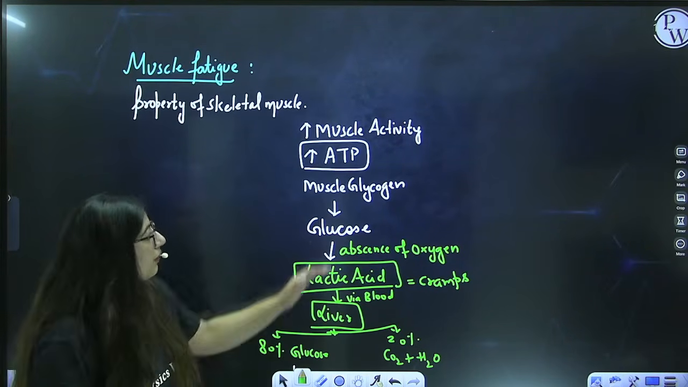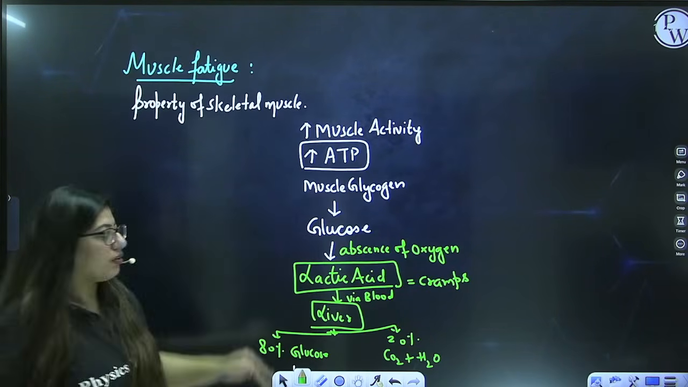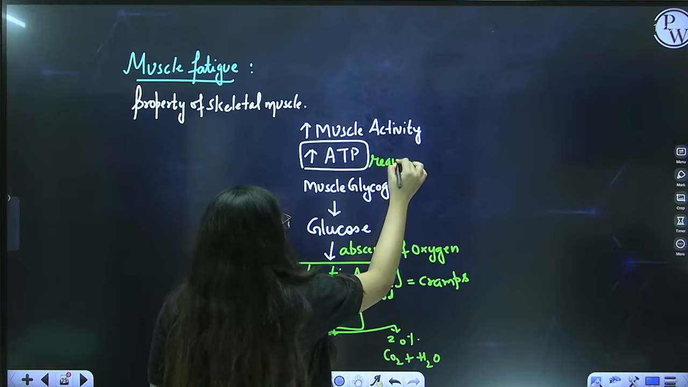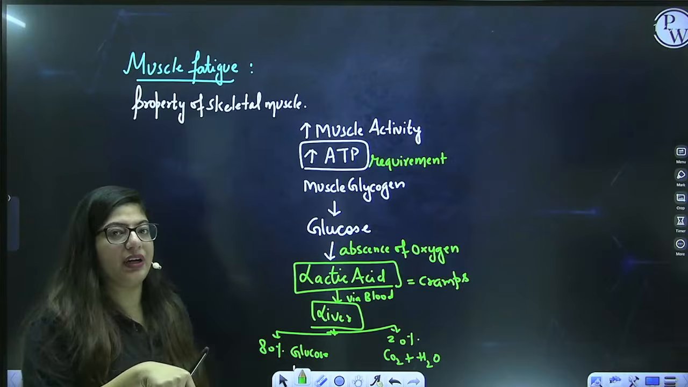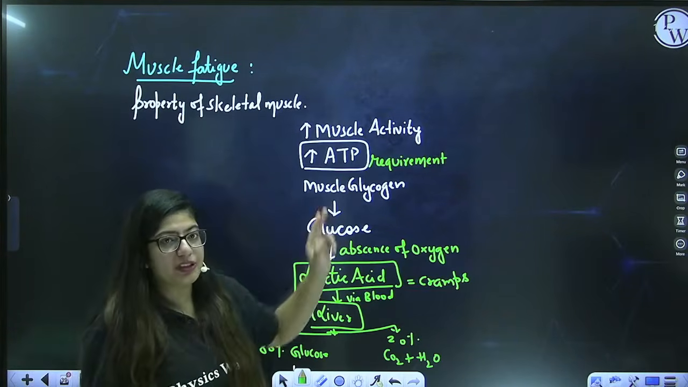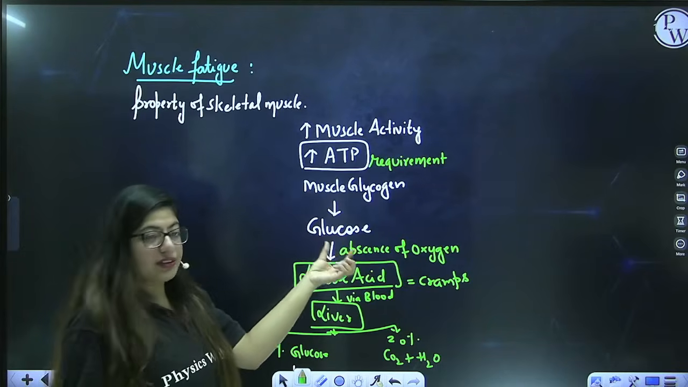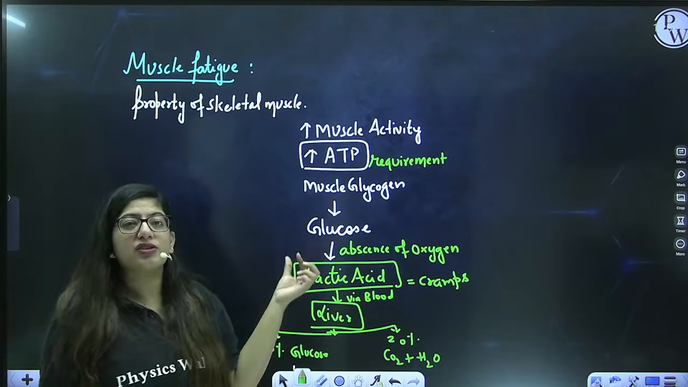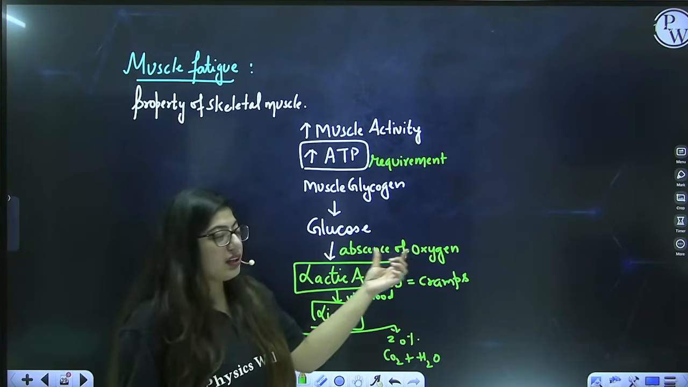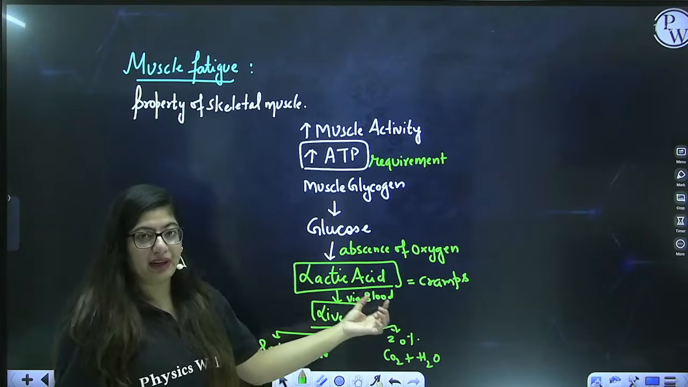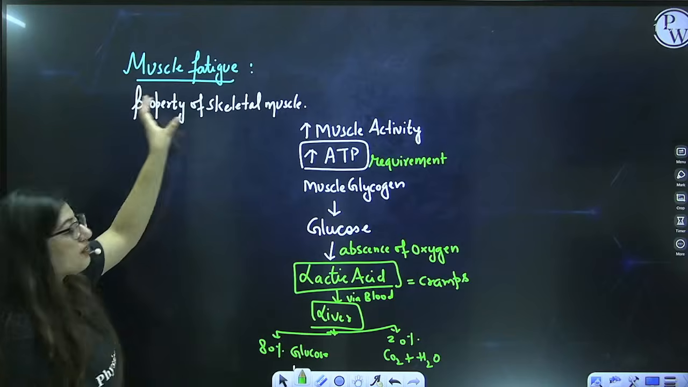So first of all, muscle activity was more, and the requirement of ATP was also more, right? So for producing ATP, we need to break the muscle glycogen and convert it into glucose. Now glucose has to burn or oxidize to give us energy. But there is not enough oxygen. When there is not enough oxygen, glucose burns to form lactic acid. And lactic acid accumulation gives you cramp. This is what muscle fatigue is.